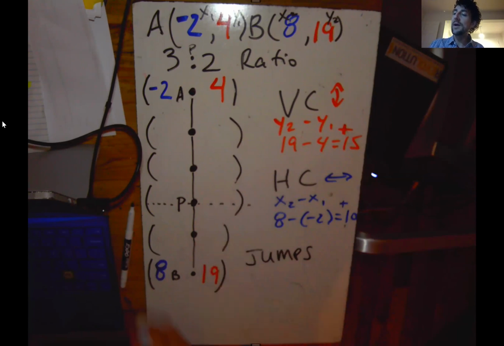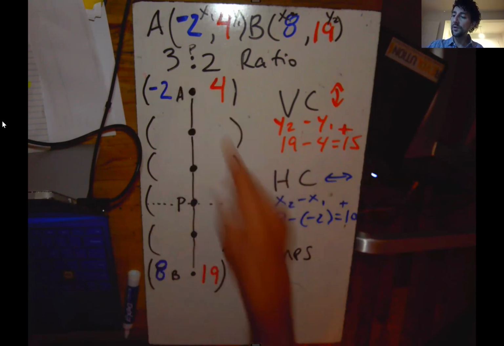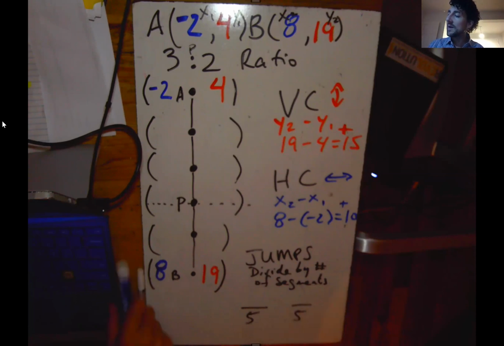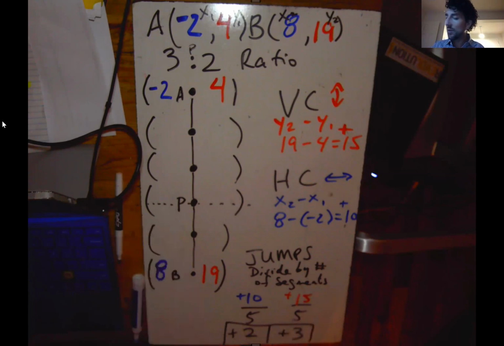So now what I need to do is think about how many jumps I'm going to make. For 5 segments, I make 5 jumps. 1, 2, 3, 4, and 5 is the finish. So what I do here is I divide by the number of segments. There are 5 segments, so I'm going to divide by 5. What am I going to divide by 5? My horizontal change of 10 and my vertical change of 15. So positive 10 divided by 5 is positive 2. Positive 15 divided by 5 is positive 3. That means that my x values need to increase by 2 and my y values need to increase by 3.